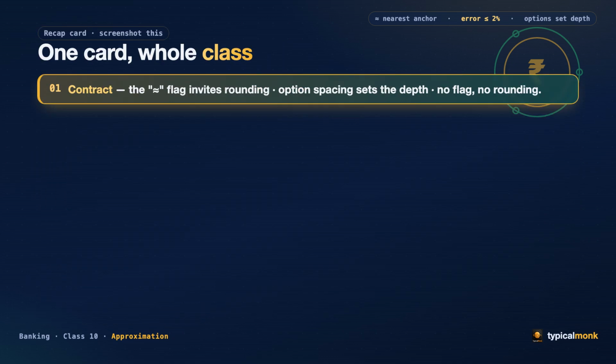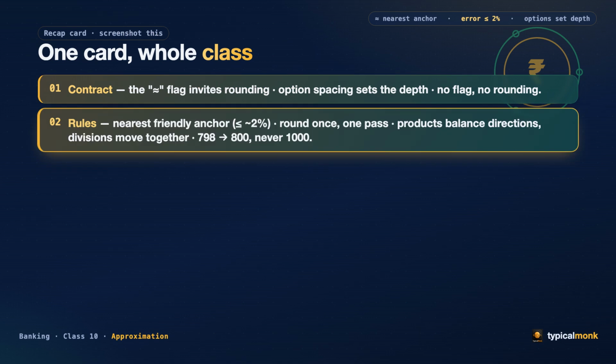And now, the whole class on one card. Take a screenshot. First block, the contract. The approximately flag is an invitation to round. The spacing of the options sets the depth, and no flag means no rounding. Second block, the rules. The nearest friendly anchor within 2%. Round once, in one pass. Products balance directions. Divisions move together. 798 is 800, never 1000.